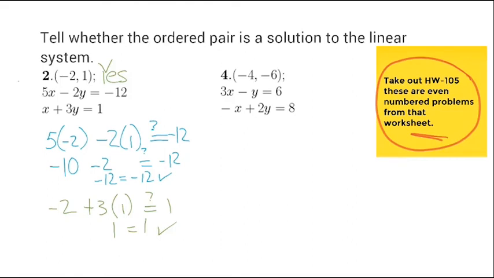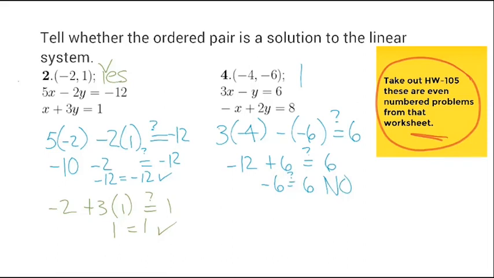Okay. Number 4, I'm going to put a negative 4 in for x. So 3 times negative 4 minus, put a negative 6 in for y and see if that is equal to 6. 3 times negative 4 is negative 12. A negative of a negative 6 is a positive 6. And is that equal to 6? Well, is negative 6 equal to 6? No. I can stop right there. I do not have to put it into the second equation. Once you find one that does not work, you can immediately say no.